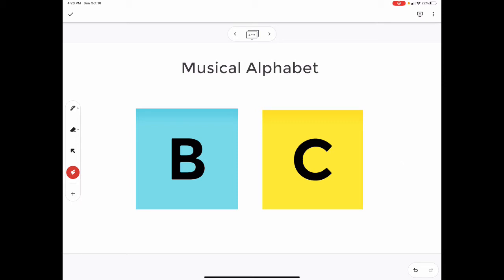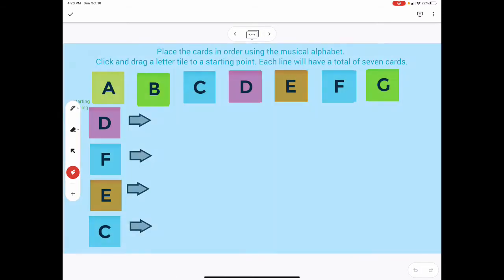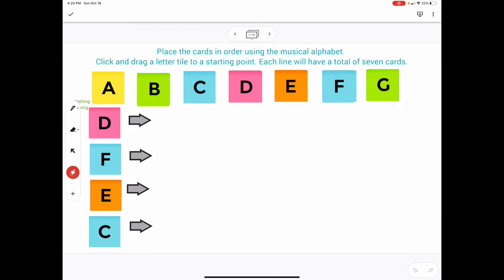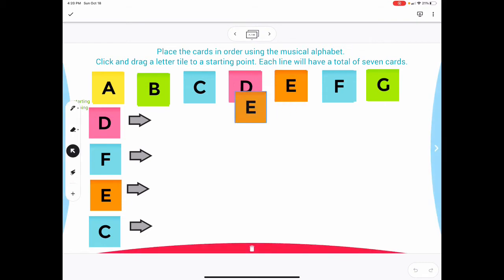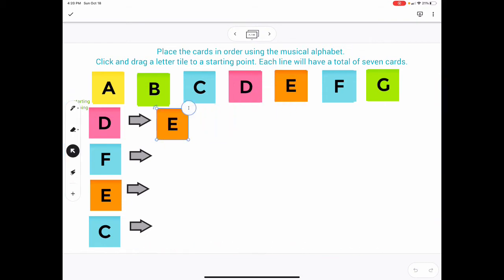So let's go to the next one and let's do some exercises with that. So let's say we're going to do our alphabet, but our starting point is going to be D. So let's do an alphabet train here, starting on D, and I'm going to have 7 letters only. So up here is my alphabet. So after D would be E. After E in the alphabet would be F.